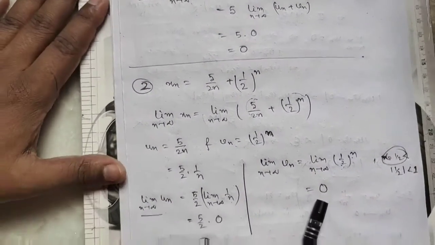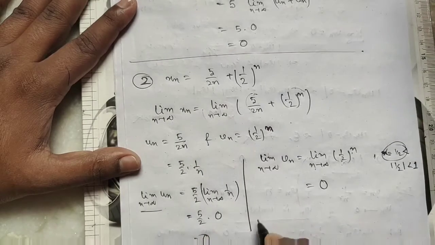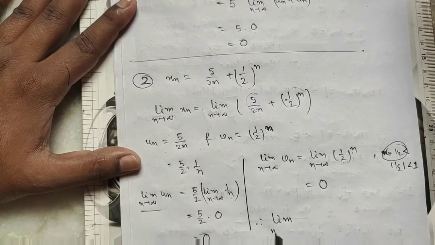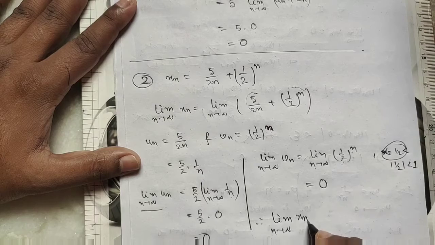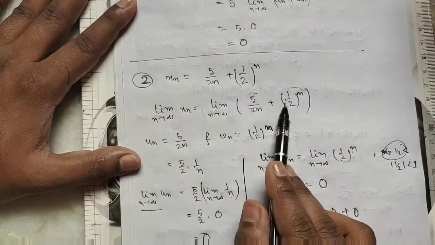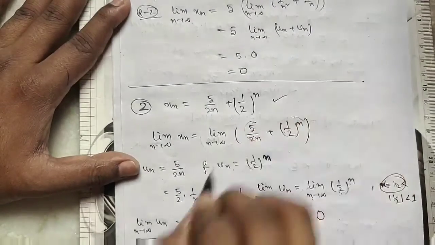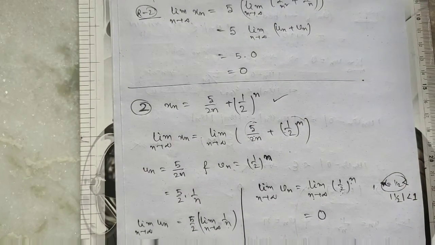So vn also converges to 0. So this is limit un plus vn, therefore limit n tends to infinity xn equals 0 plus 0. This converges to 0, this also converges to 0. So 0 plus 0, that is 0. So the limit converges to 0. Clear? Okay.